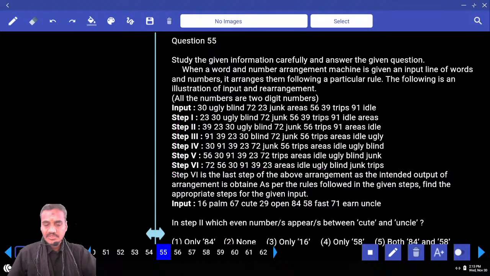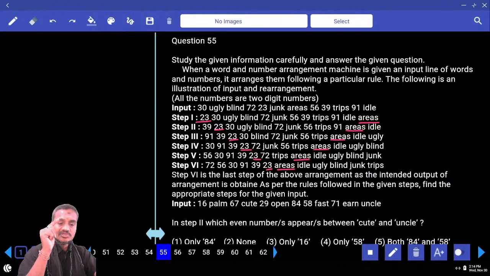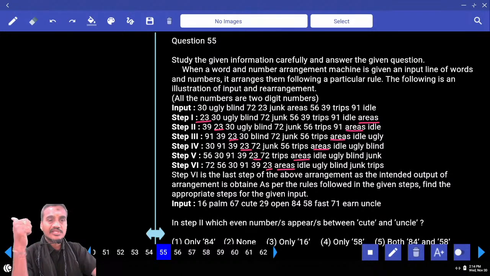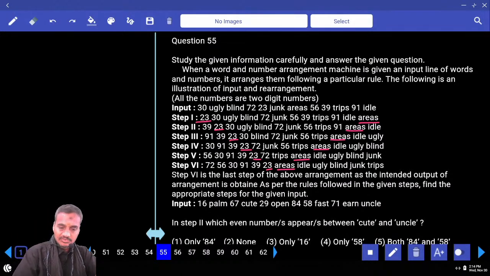Then, how are these elements shifted? The lowest element is arranged at the first place, and the lowest word is arranged at the first place. From there onwards, 23 is shifted to the second, third, fourth, fifth and sixth places in the corresponding steps, and the word is shifted to third from the right, fourth from the right, fifth from the right, sixth from the right, and so on. That means in each step, the numbers are arranged at the first place and the words at the last place. Numbers: 23, 39, 91, 30, 56, 72.